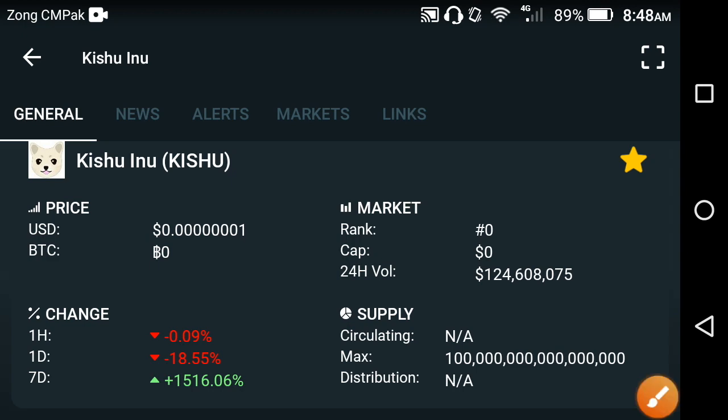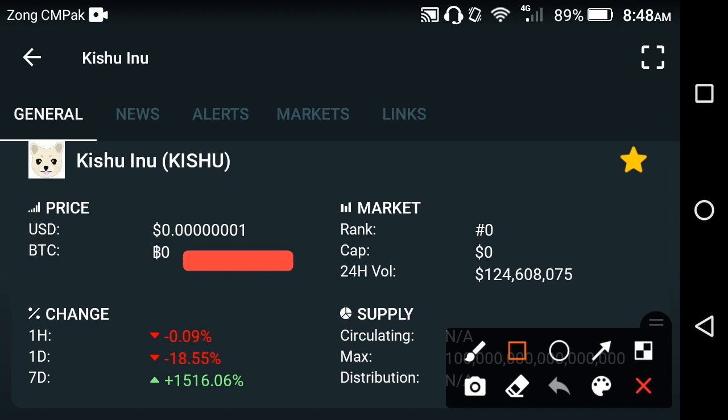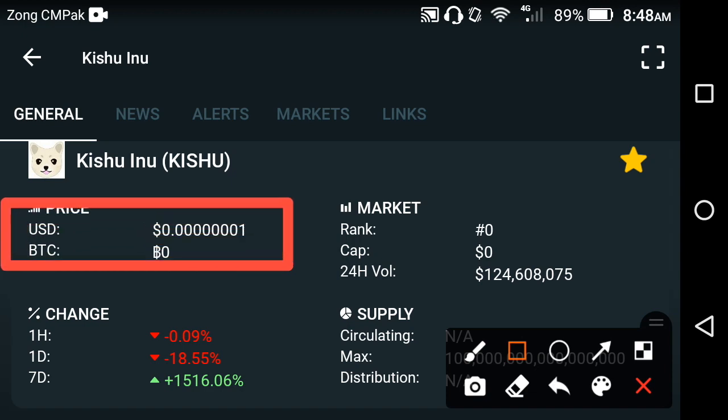First of all, we talk about the current price of the Kishu Inu. The current price is 0.00000. Oh my god, I can't count these zeros, but in simple words, there is a bunch of zeros, and after a bunch of zeros, there is a one. That is the current price of the Kishu.